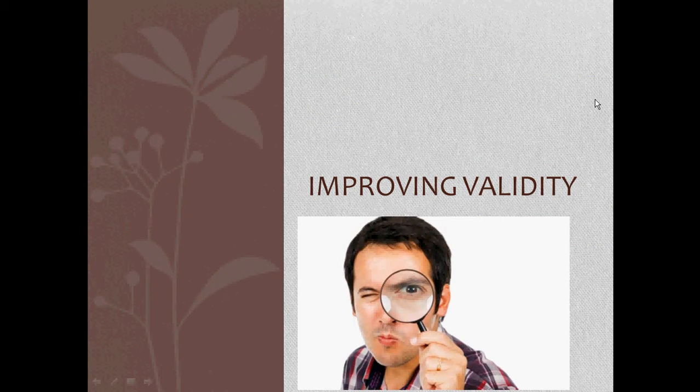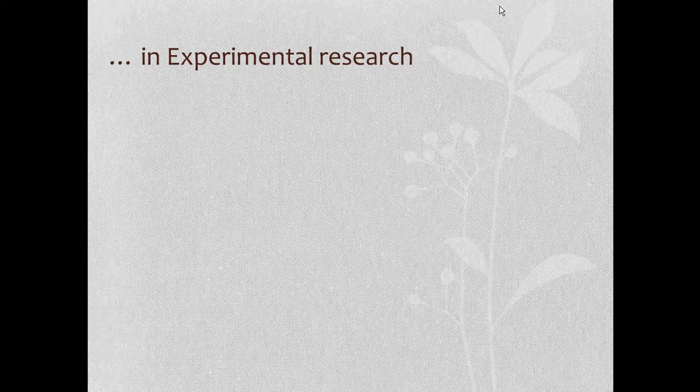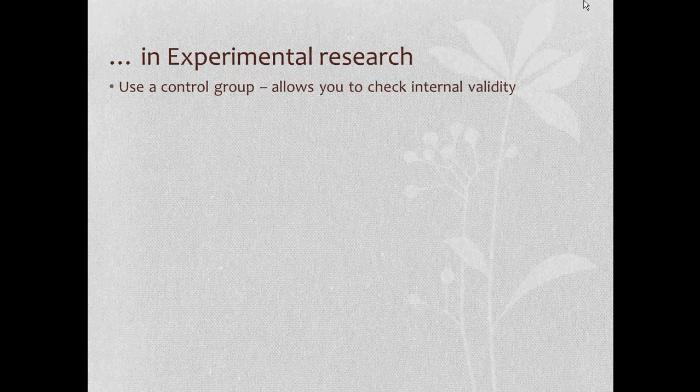Right, now the second section of this is just looking at how we improve validity, how we can keep validity high in our research. So first of all, if you're doing an experiment, the first key thing is to use a control group. That means that you can compare your results where you've manipulated your independent variable to your control group, so that you can be really confident that the change of the independent variable had an effect on the dependent variable.